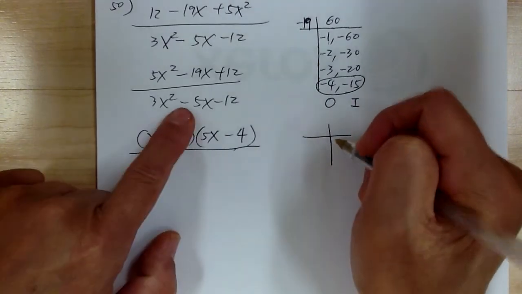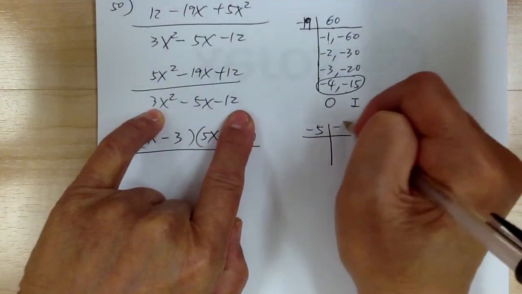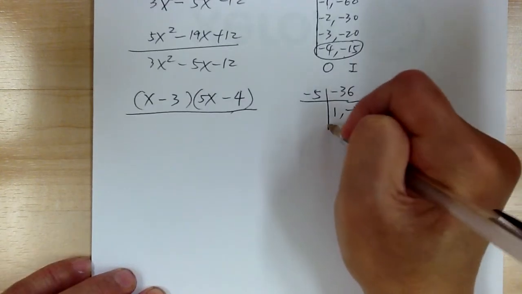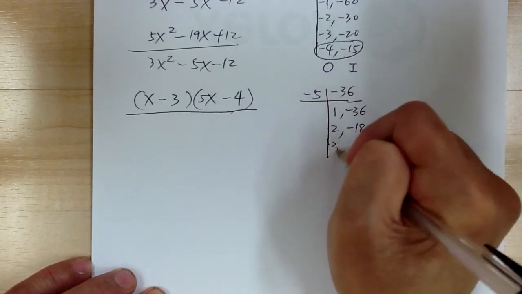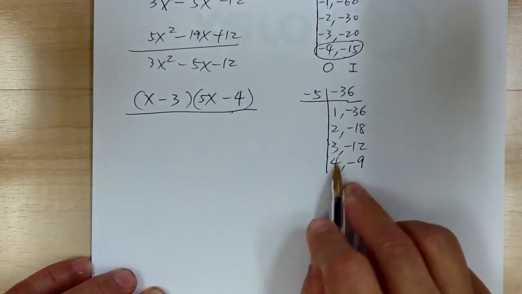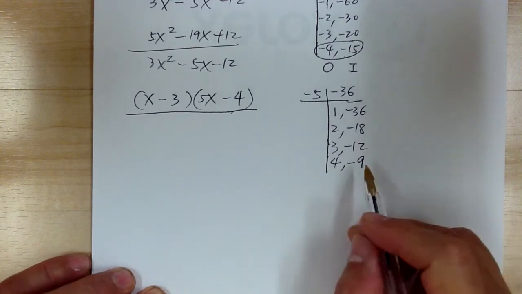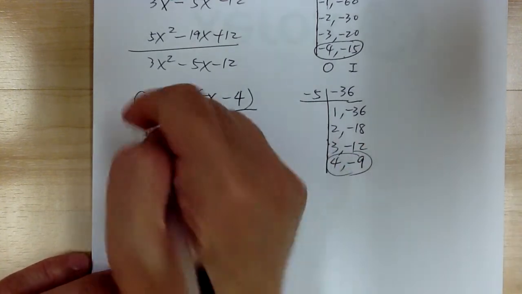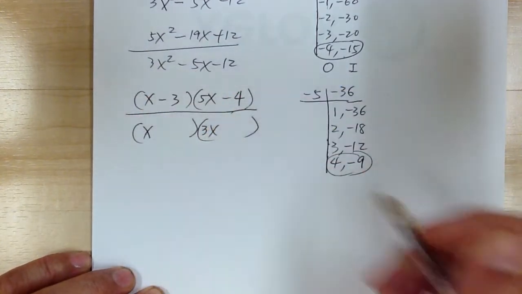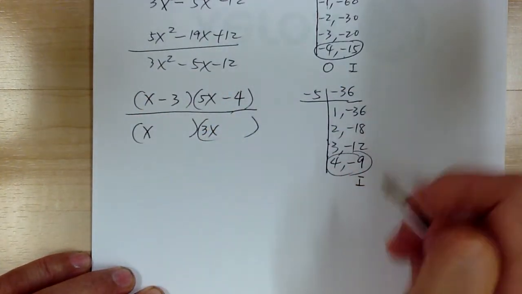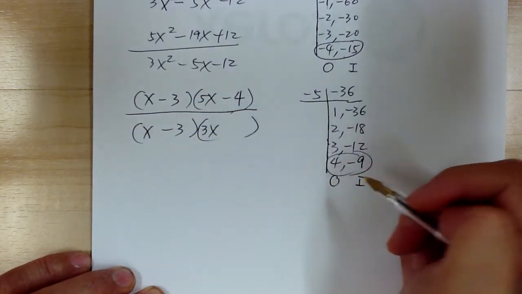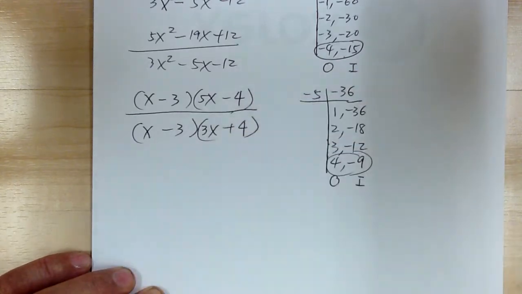Now to do the bottom, I get negative 5 and negative 36. So 1 comma negative 36, 2 comma negative 18, 3 comma negative 12, 4 comma negative 9, right? This is twice the size, so this will be half of that, and this is it. Okay? So I need to get x and 3x. So this would be the inside, so it would be minus 3. 3 times negative 3 gives you negative 9. This is the outside, it would be plus 4.